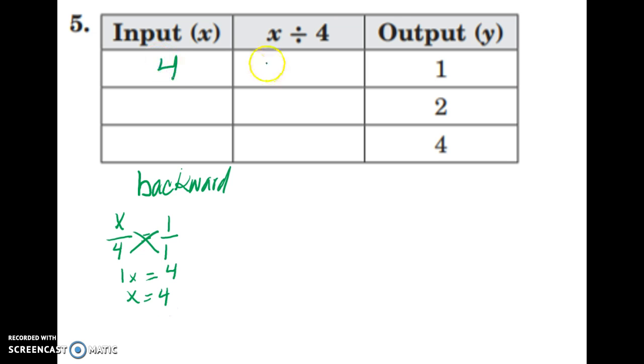And now I can fill it in. 4 divided by 4. Let's check it. Does 4 divided by 4 equal 1? Yes, it does.